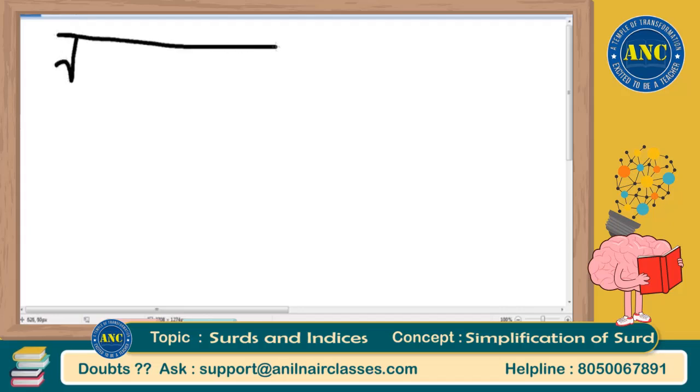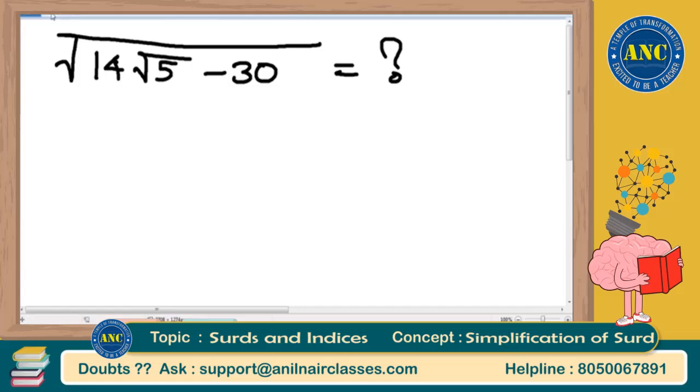My next question, square root of 14 root 5 minus 30. I want to simplify this square root value. Square root of 14 root 5 minus 30. Now see here. What I will do is, square root of 14 root 5 minus 30. Now this 30, I have root 5 term here. I don't have root 5 term here.